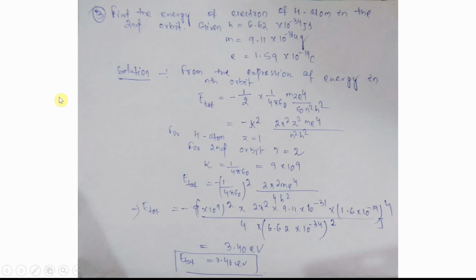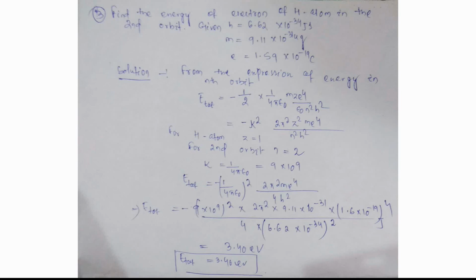We know some constants are there in the expression of the energy. Planck's constant h is 6.62 into 10 to the power minus 34 joule second. The mass is 9.11 into 10 to the power minus 31 kg, and the charge of the electron is 1.59, which is approximately taken as 1.6 into 10 to the power minus 19 coulomb.